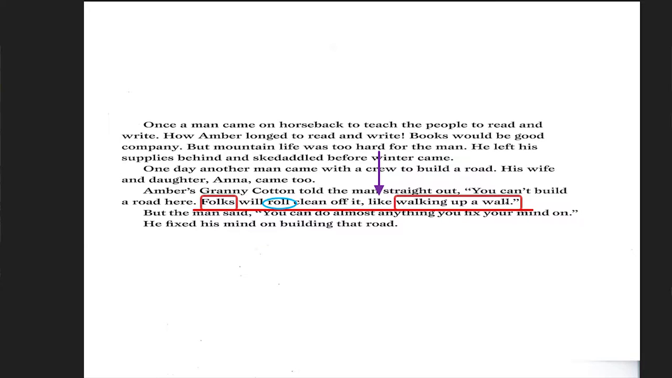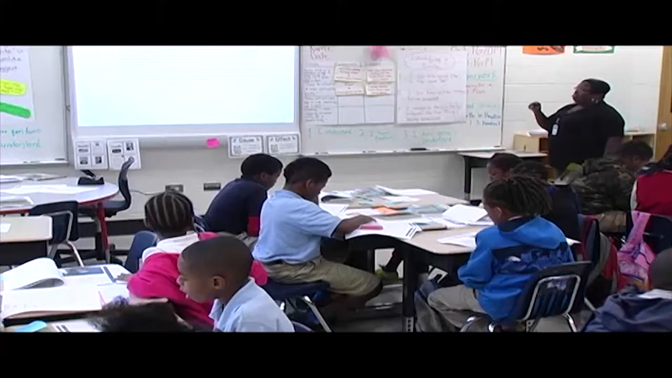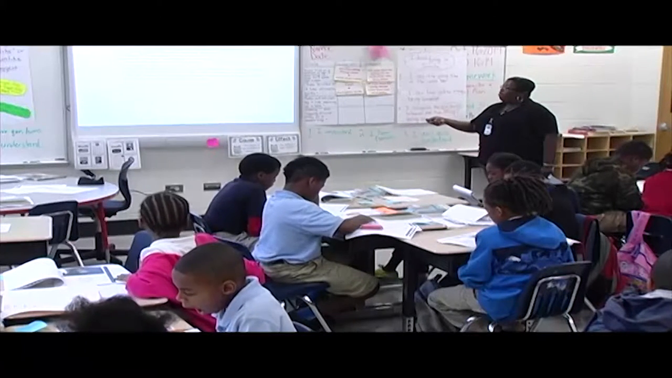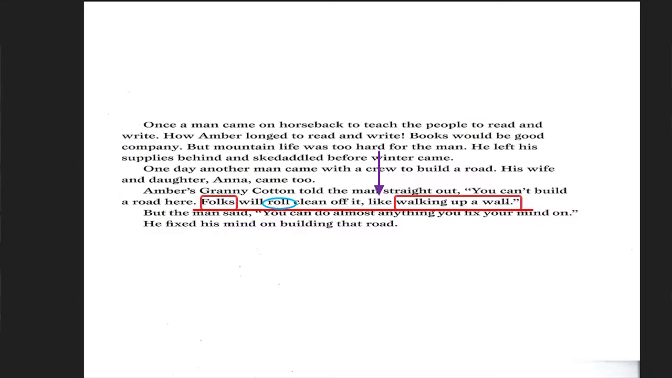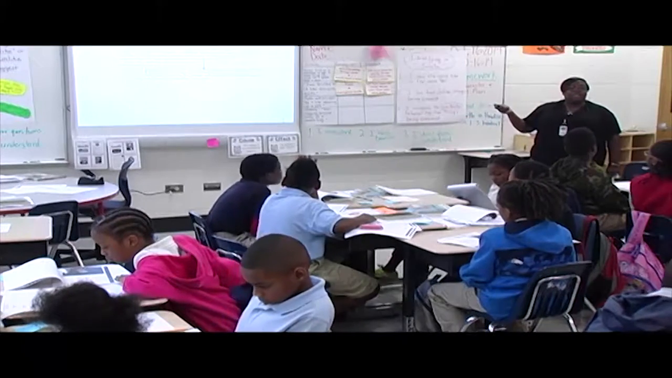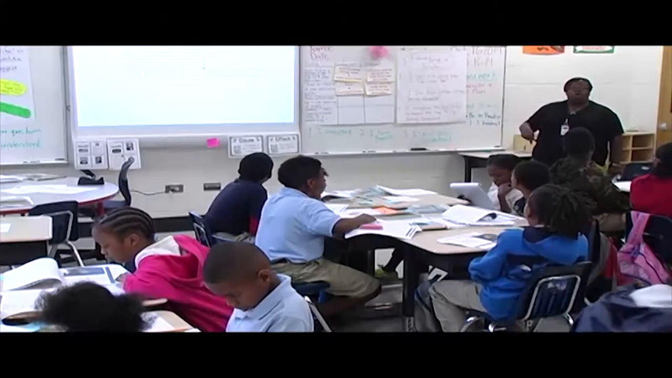Uh-oh. I see the word like. That's my first characteristic. Now that I see the word like, I have to see if two things are being what? Compared. And two things are being compared: the folks and walking up the wall. And what's the similarity between those two things? How they will roll off.